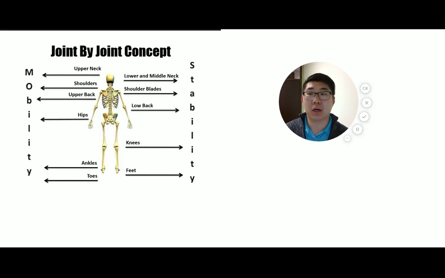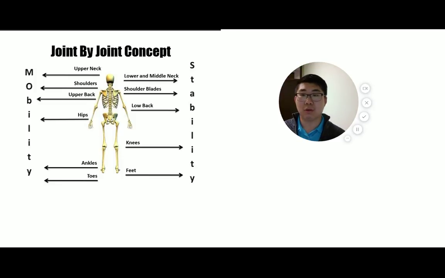Today I'm going to talk about my approach on addressing issues and seeing what's going on. So my approach that I use is a joint-by-joint concept, which is coined by Michael Boyle. And so a lot of practitioners have used it to coin and change some of their approaches.